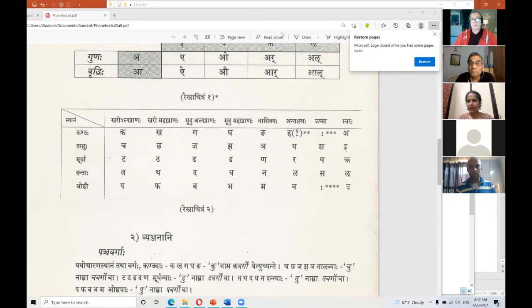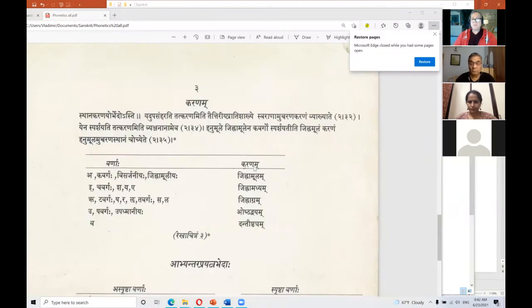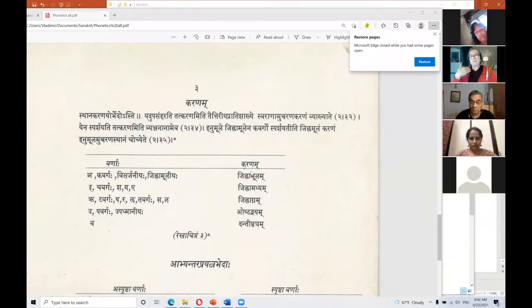Yes, sthanam is kantha. But jihvamulam is that which does it. It is the karanam, they call it karanam. So they really went into the nitty-gritties, yeah? That which articulates the sound on the level of kantha, so that would be the back of the tongue, or the mulam of the tongue.